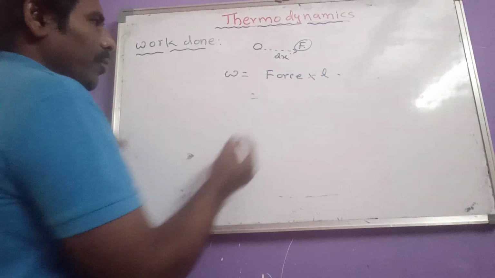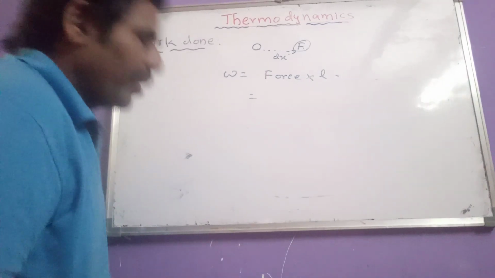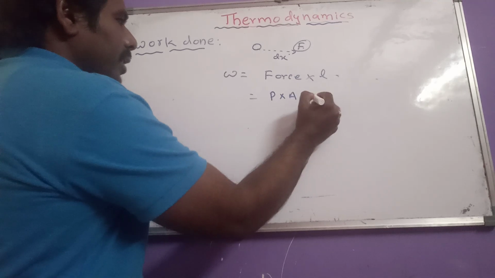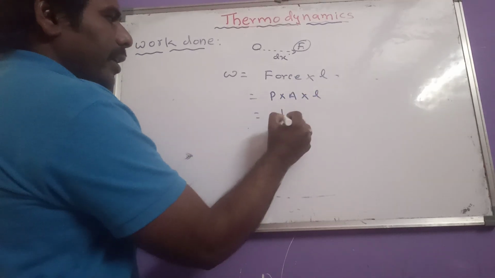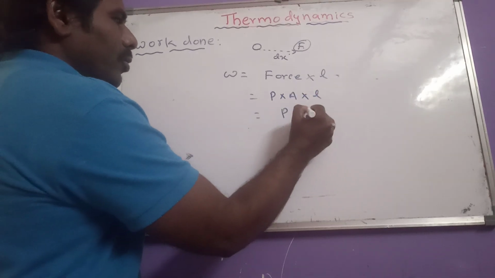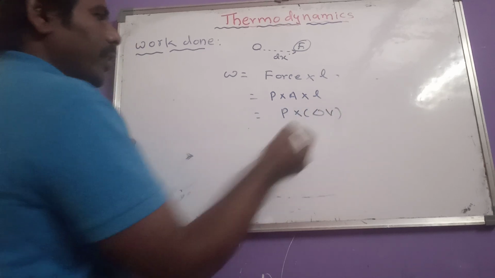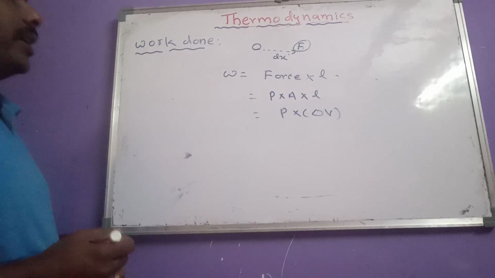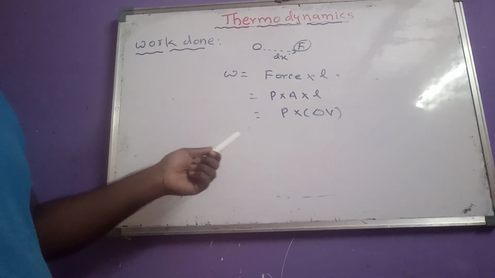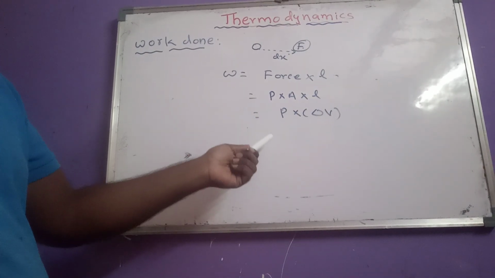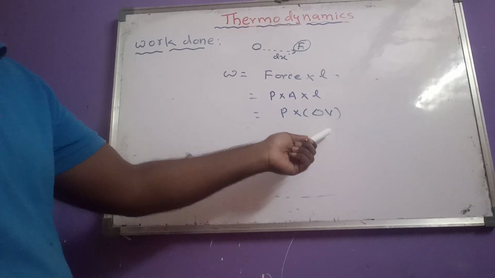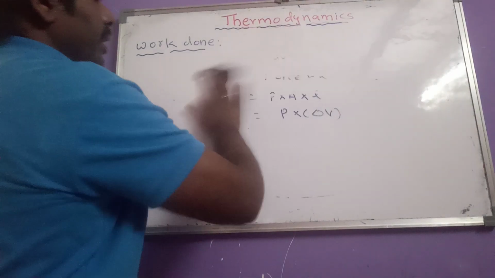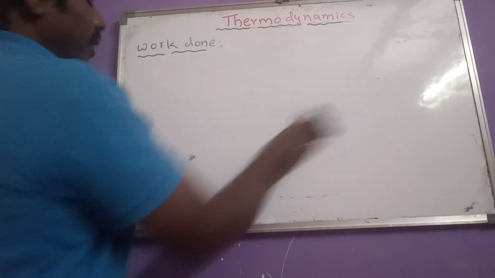And we know the formula for force, which is pressure into area, and also this L value. What can we get here? Pressure into that volume, or we can consider that as a change in volume. So now work is nothing but the product of the external pressure and the change in volume.